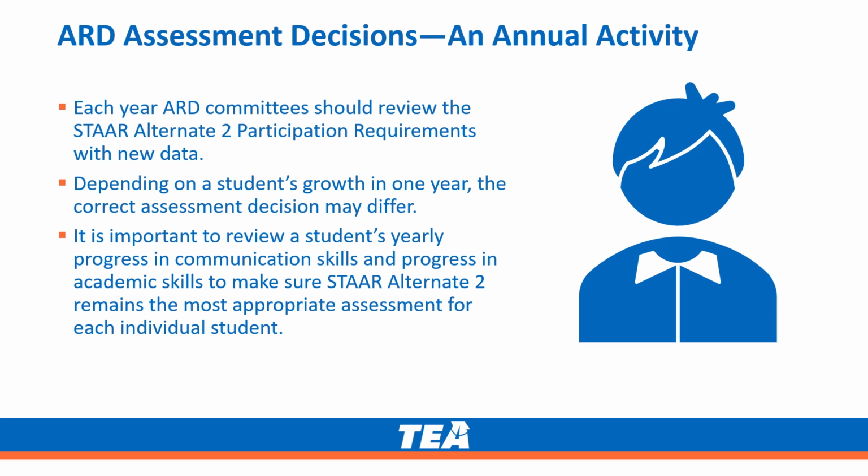ARD assessment decisions are an annual activity. Each year, ARD committee should review the STAAR Alternate 2 participation requirements with fresh data and a new review of each student's present level of academic performance. Depending on the student's growth, the decision whether to test the student with STAAR or STAAR Alternate 2 may be changed. It is important to review the student's yearly progress in communication skills and progress on academic skills to make sure STAAR Alternate 2 remains the most appropriate assessment for each individual student.